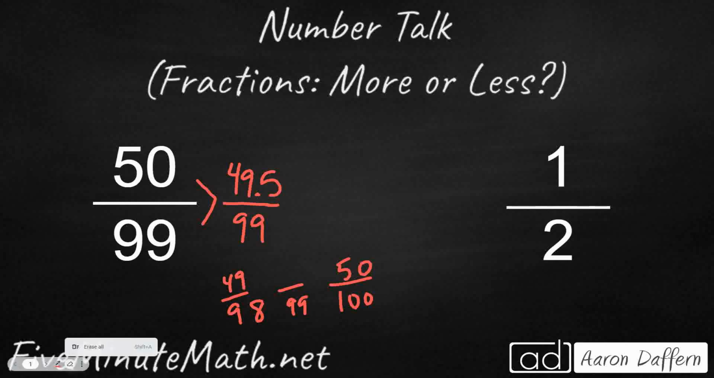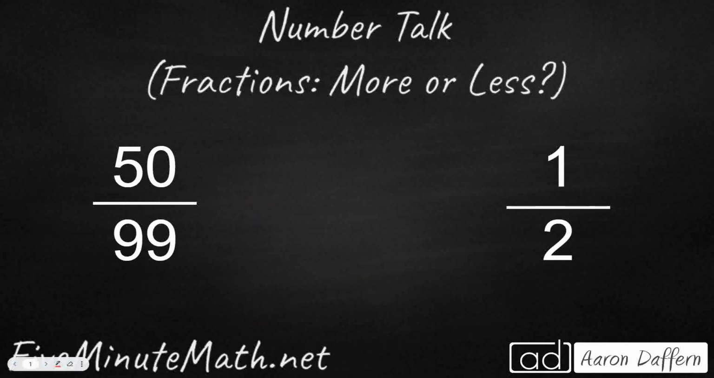So using those two methods of reasoning, we can say that 50/99ths is greater than 1/2.